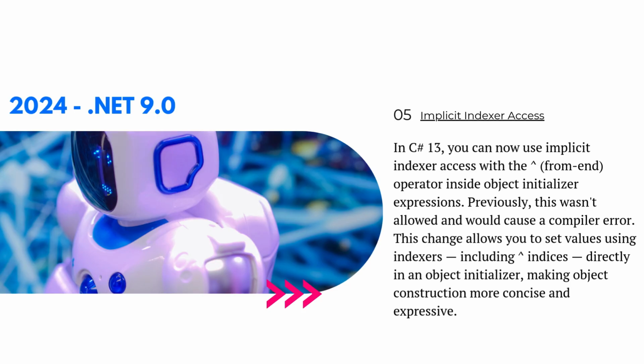In C# 13, you can now use implicit indexer access with the caret from-end operator inside object initializer expressions. Previously, this wasn't allowed and would cause a compiler error. This change allows you to set values using indexers, including caret indices, directly in an object initializer, making object construction more concise and expressive.